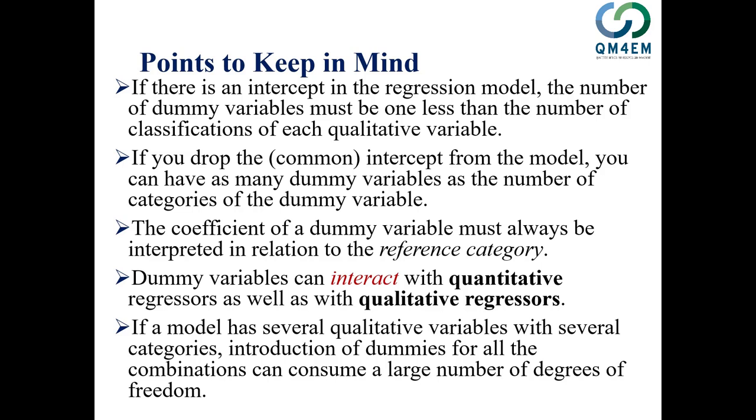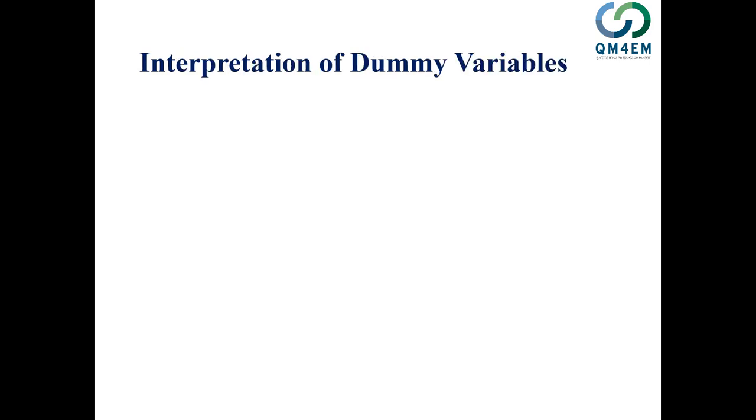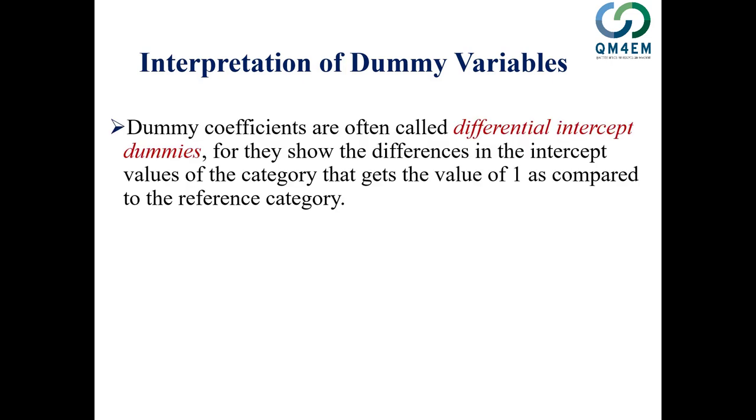Okay. So, interpretation of dummy variables. As I told you, dummy coefficients are often called differential intercept dummies, for they show the differences in the intercept values of the category that gets the value of 1 as compared to the reference category. Coming back to the initial discussion, I told you that we define a reference category. So when we define a reference category, the dummy variable's interpretation is linked with that reference category. When you interpret it, it is compared to the reference category, and it defines a different intercept parameter.